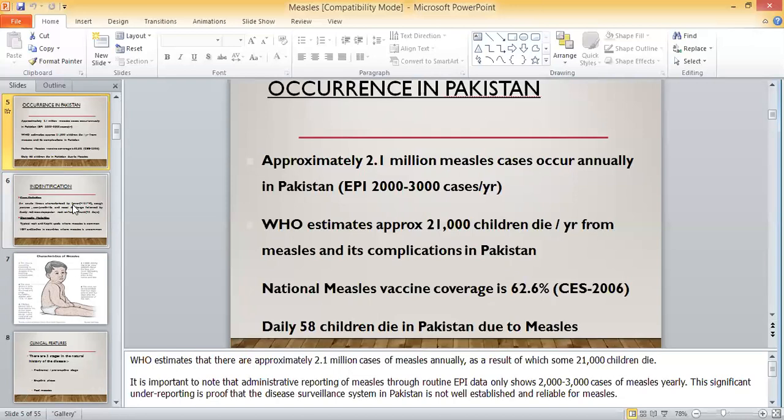Now, the health system and government are trying their best to strengthen the routine EPI and increase the coverage in children under 5. Daily 58 children die in Pakistan due to measles.